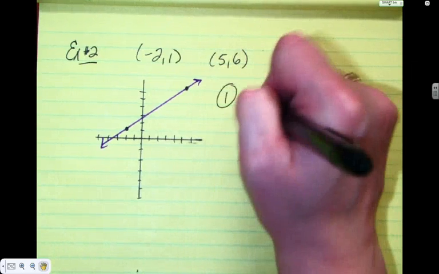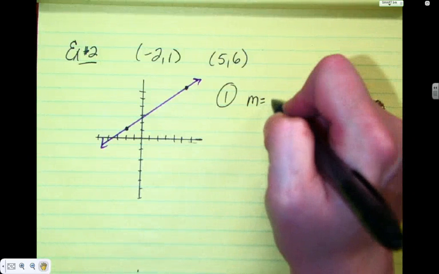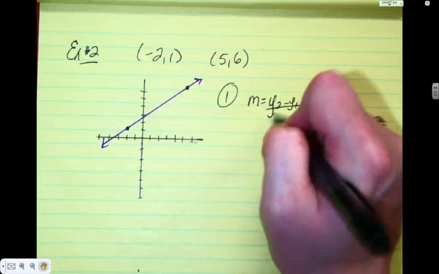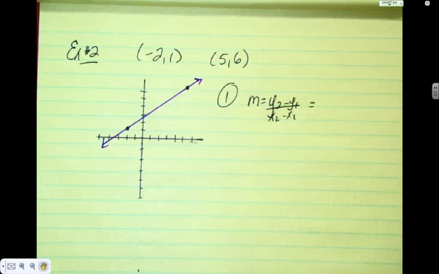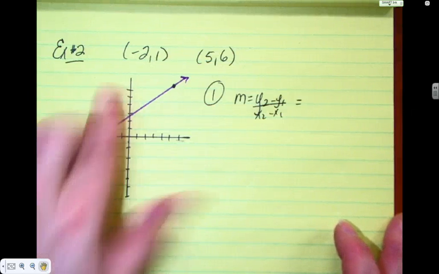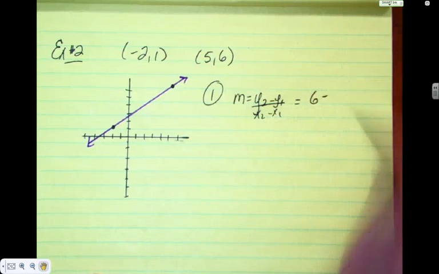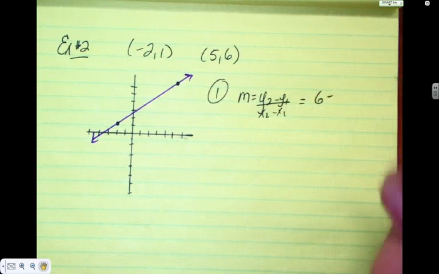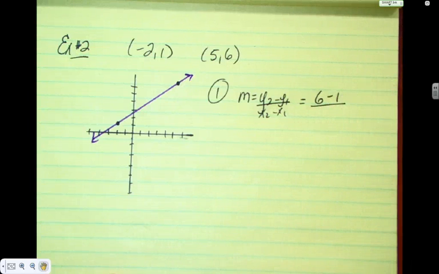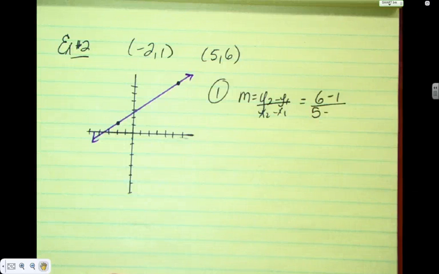Okay, step 1 is finding m. What's the formula for m? Perfect. y2 minus y1 over x2 minus x1. The second y value is 6. The first y value is 1. Second x value, and the first x value.